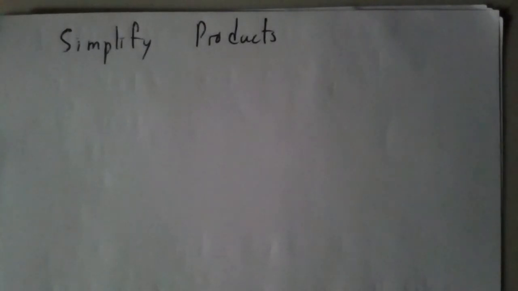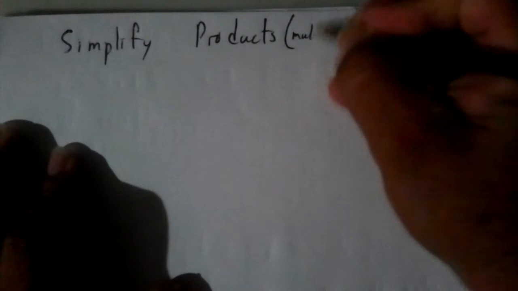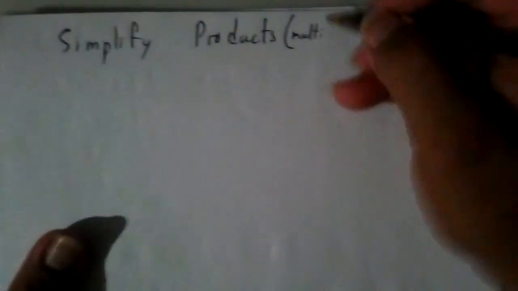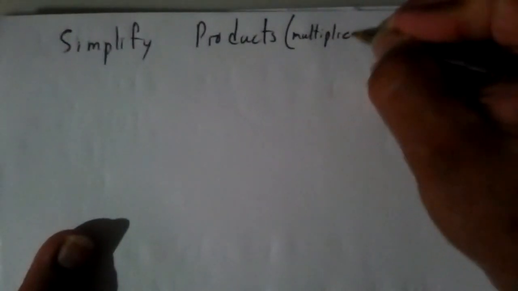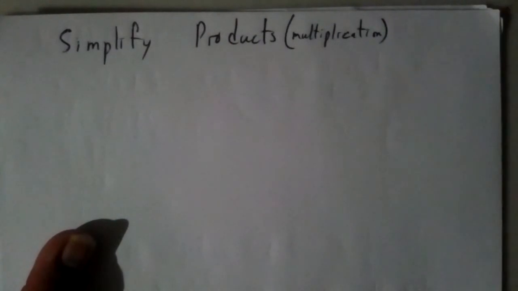Okay, so we will be simplifying products. What does that mean? Well, first of all, we need to know what product means. Product simply means multiplication, right? So let me write here on the side that product means multiplication. In other words, while you're multiplying, we will be simplifying. Note that we are only simplifying.